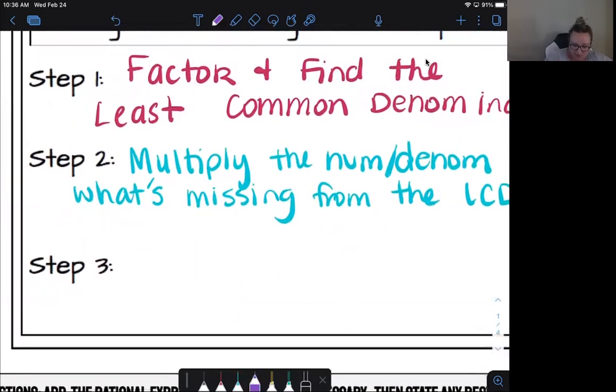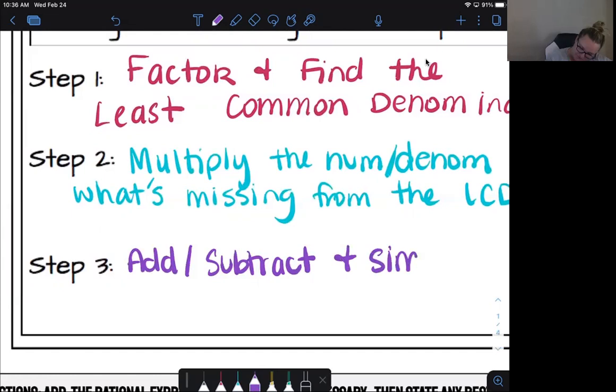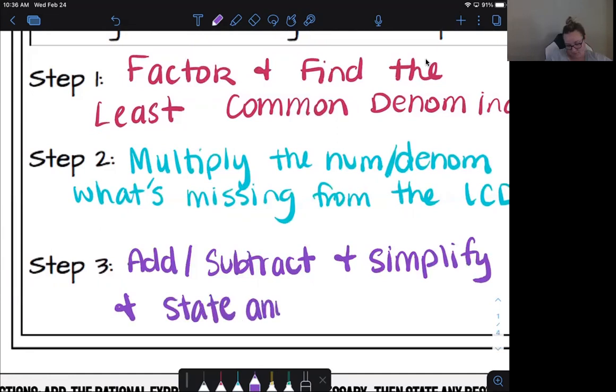Then step 3 is to go ahead and do the actual addition or subtraction, add or subtract, and then you have to simplify. And then as always, you also have to state the restrictions on the variable. What is x or y or whatever the variable is, what is it not allowed to be?